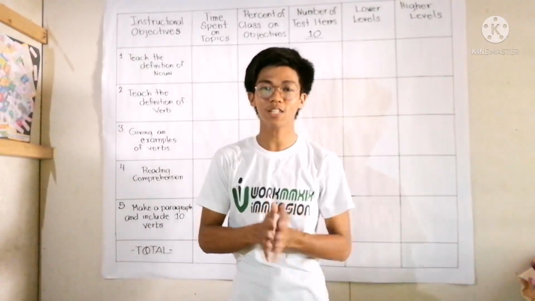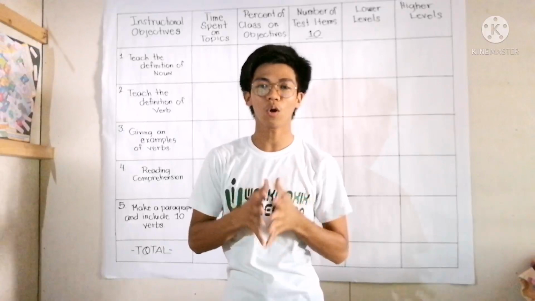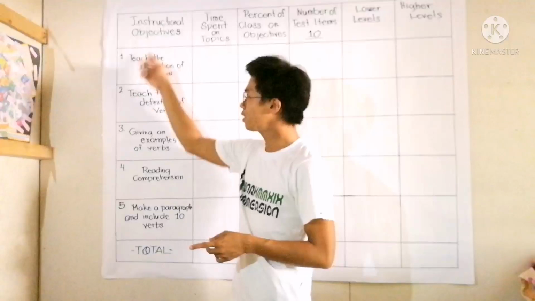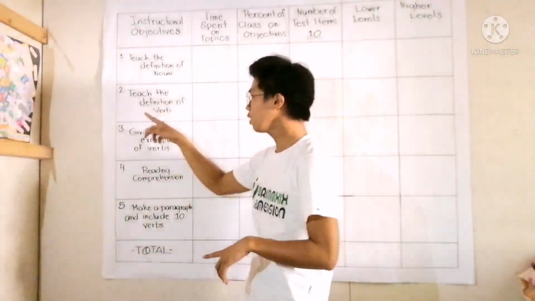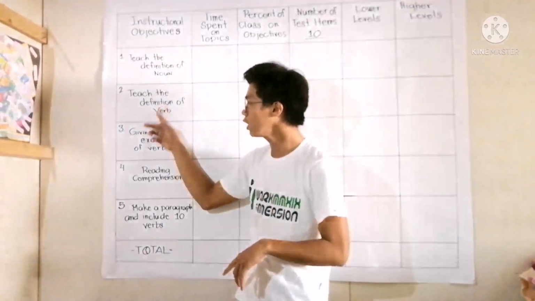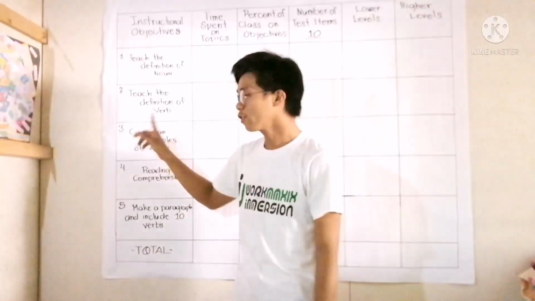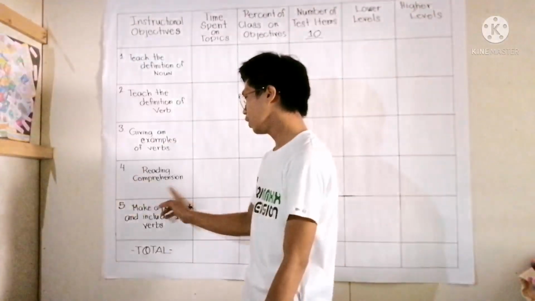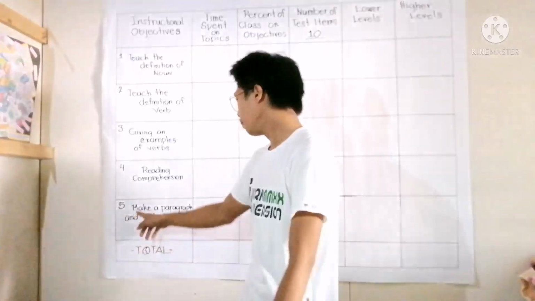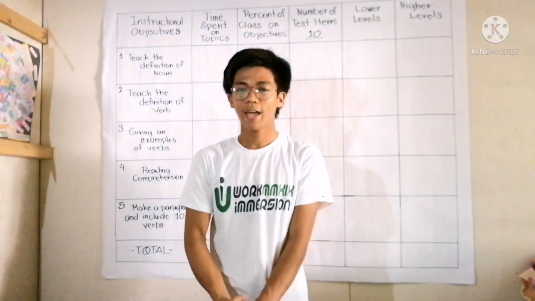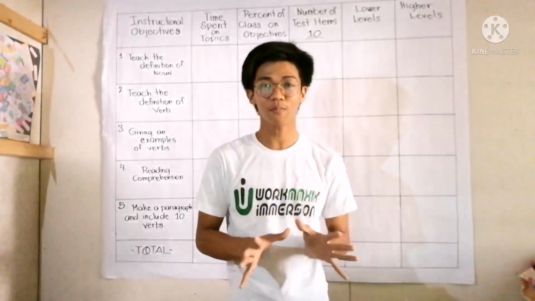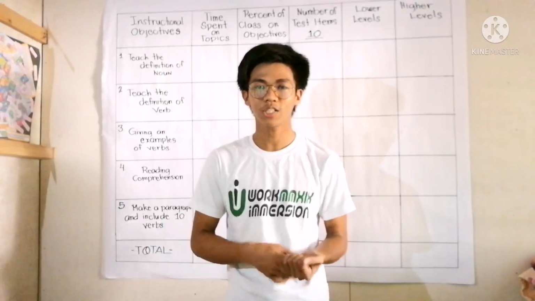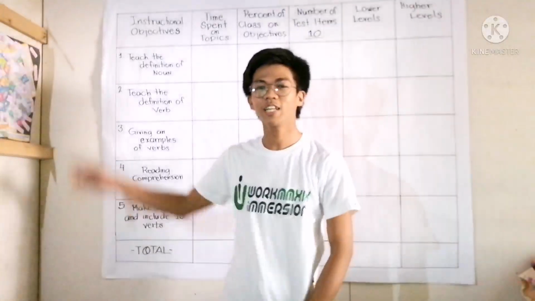And these are just examples of how we can make our own table of specification. In the first objective, teach the definition of noun; teach the definition of verb on the second objective. Third is giving examples of verbs. Number 4 is reading comprehension. And 5, make a paragraph and include 10 verbs. These are just examples. We are just depending on what we have searched in Google and what we have watched in YouTube. So we are done with the objectives.